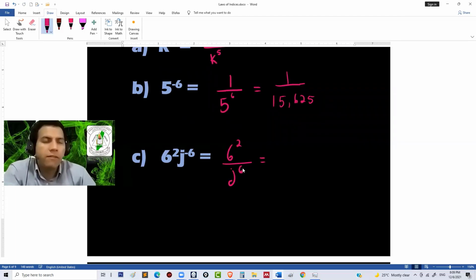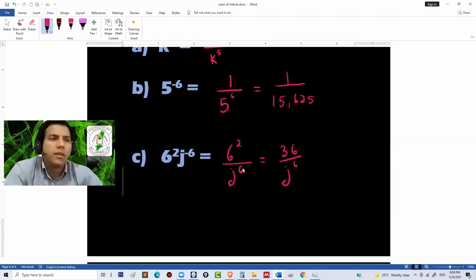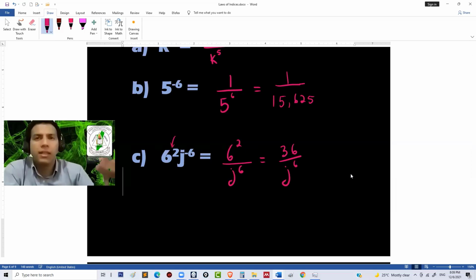Now we simplify 6 squared, which is 36, over j power 6. So that is the answer: 36 over j power 6. We bring down the j power 6 because that's the only one that has a negative. If this one here had a negative in it, then we would have to bring that down too. In other words, we'll have 36 at the bottom and we'll keep the 1 at the top.